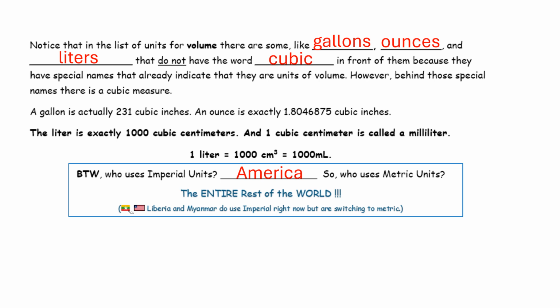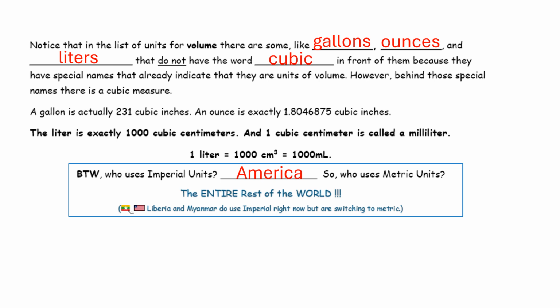Milli is a prefix meaning 1,000. So cubic centimeter is 1 milliliter. A cubic centimeter is like a tiny little cube that's just 1 centimeter on each side, and it would weigh 1 gram if you put that much water on a scale. 1,000 of those is 1 liter. So we're going to have to learn how to change liters to milliliters so we can change to cubic centimeters so we can then change to imperial units.